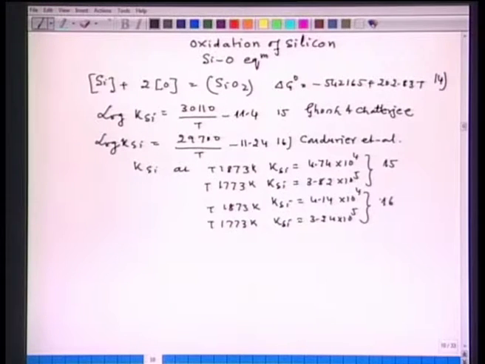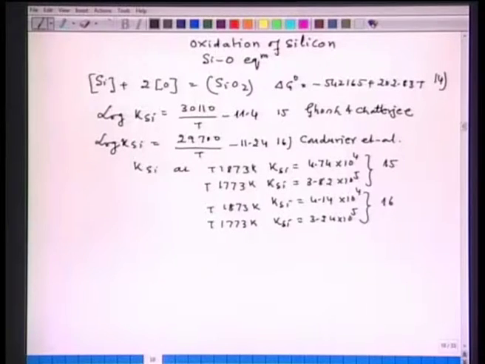So, what I wanted to tell you is that you may come across different sources and you may get slightly different values. Accordingly, I gave you just for reference, but both the equations predict that decreasing temperature increases the value of K silicon. That is our conclusion at different temperatures.